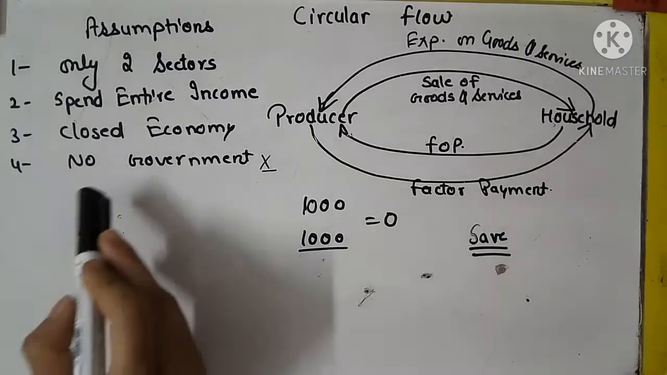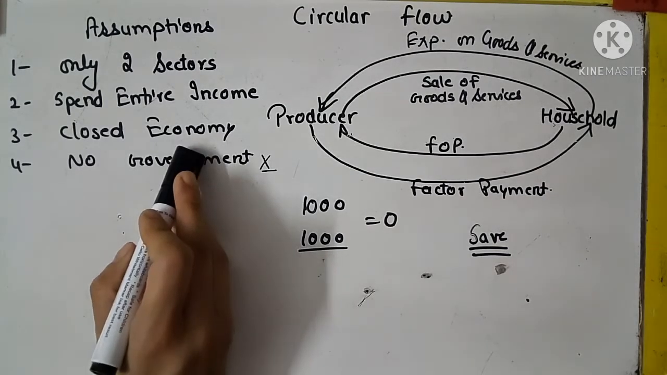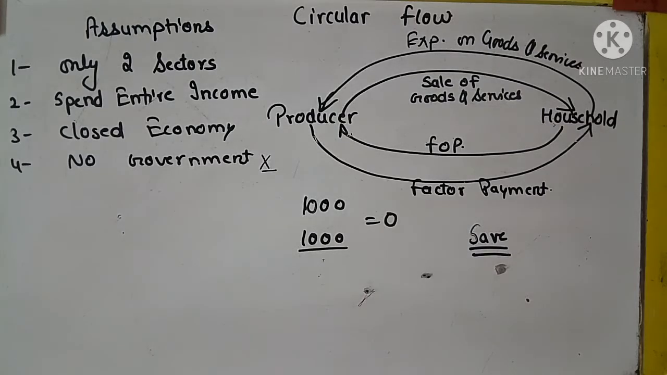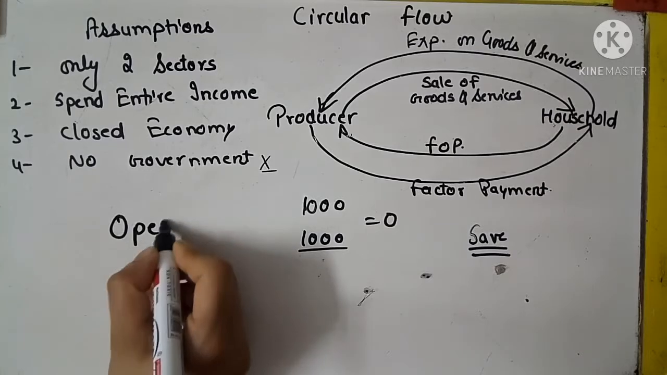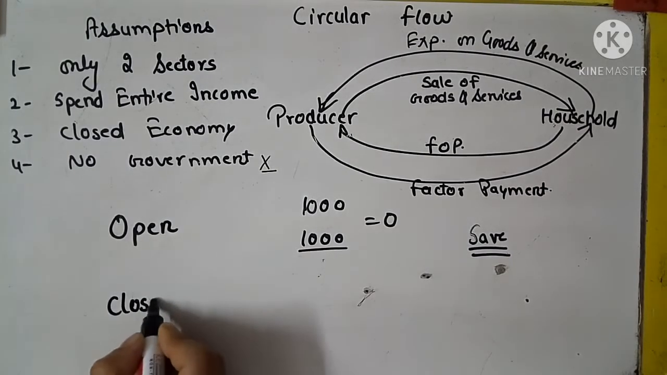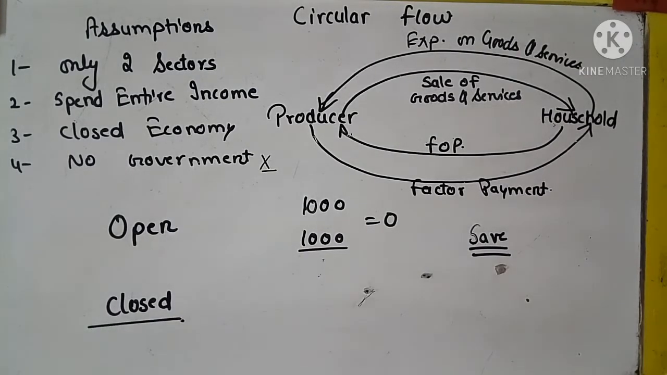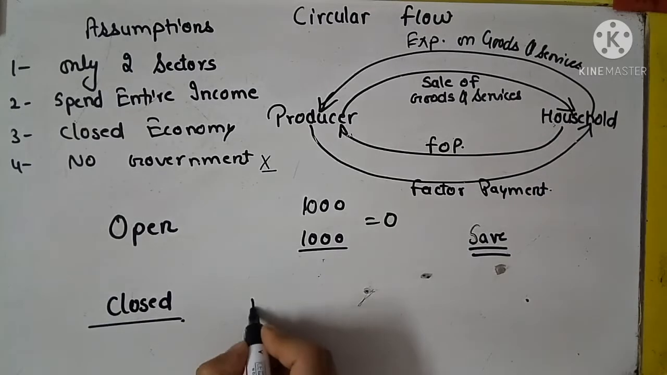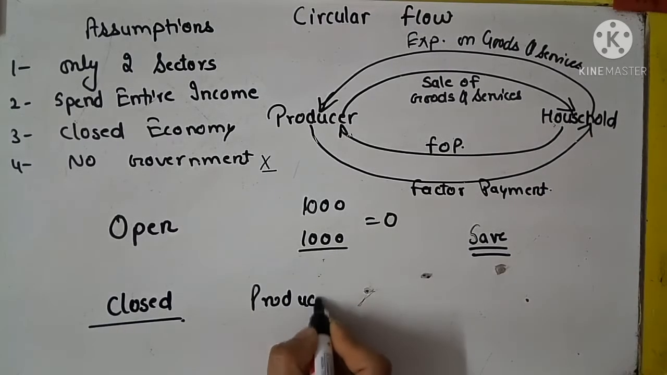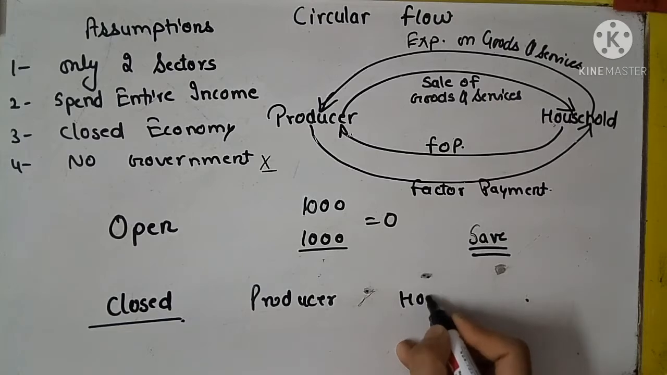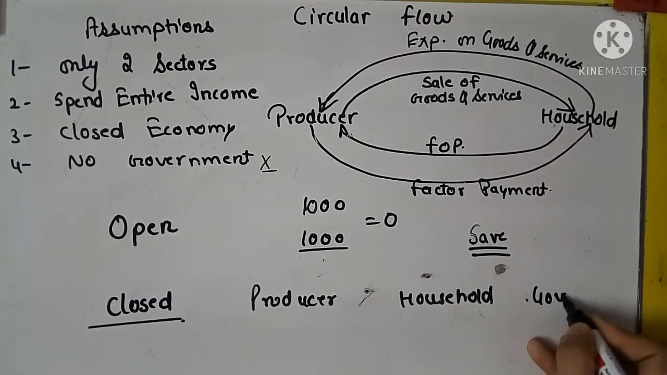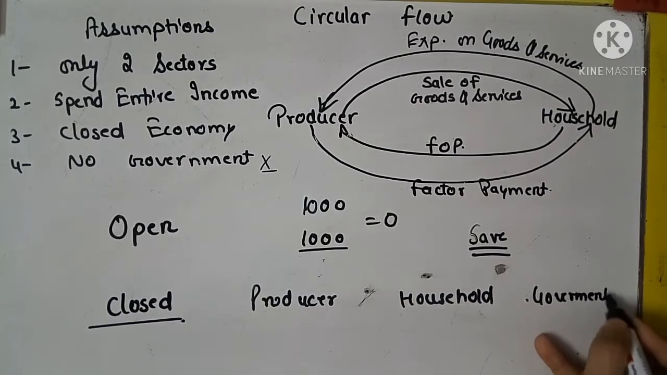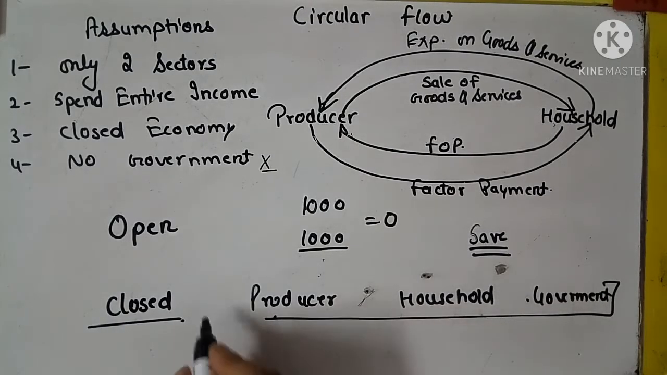Third assumption is that our economy is a closed economy. We have two types of economy: one is an open economy, the second is a closed economy. Our three sectors are the producer sector, household sector and government sector. If we are discussing these three sectors, then that economy is a closed economy.